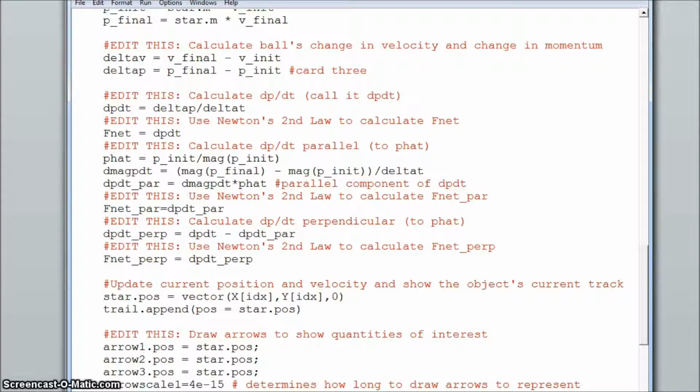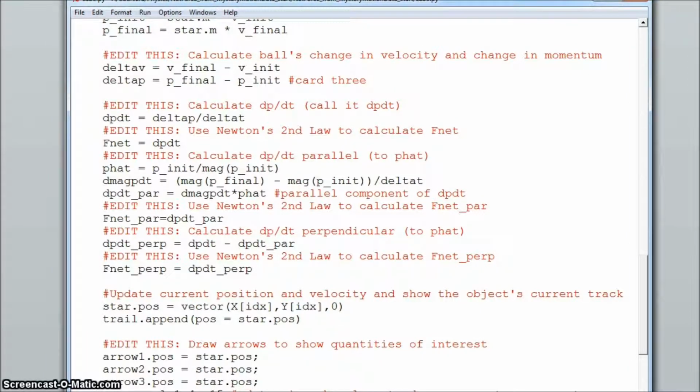From Fnet, we want to calculate dp over dt parallel and dp over dt perpendicular. dp over dt parallel is the rate of change of the magnitude of momentum. dp over dt perpendicular is the rate of change of the direction of the momentum. Returning to our code, I have input the equations for dp dt, which is equal to delta p, the change in momentum over the change in time. The net force is equal to dp dt.